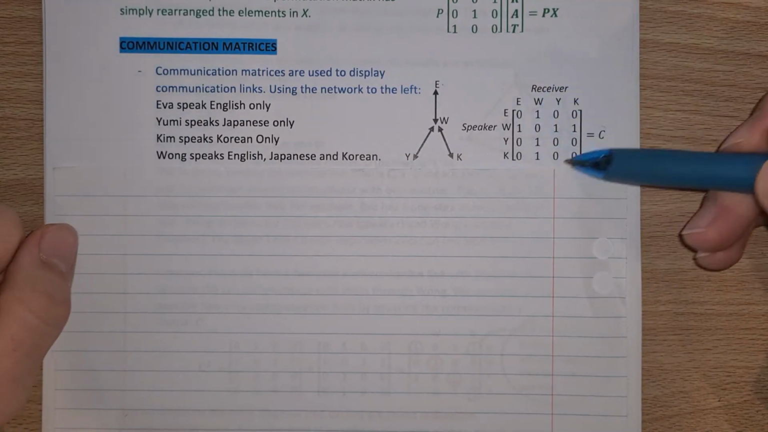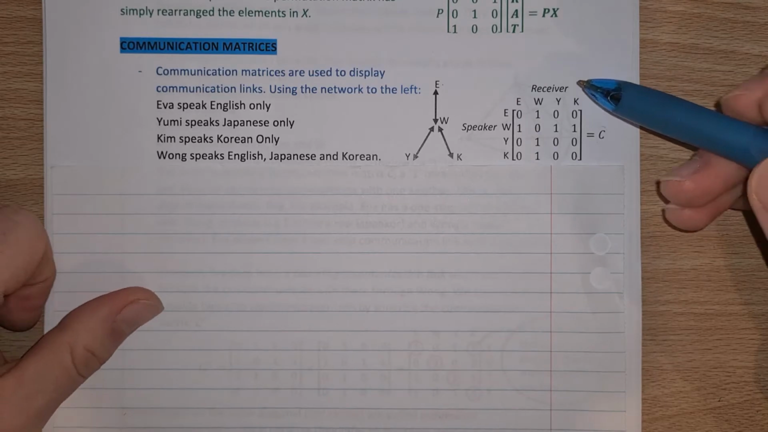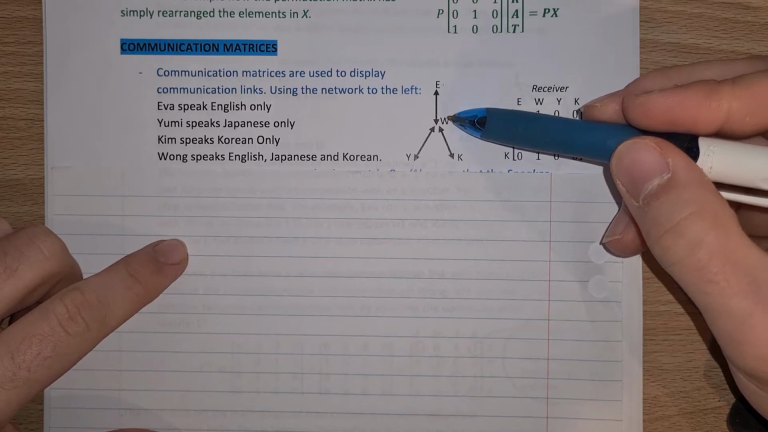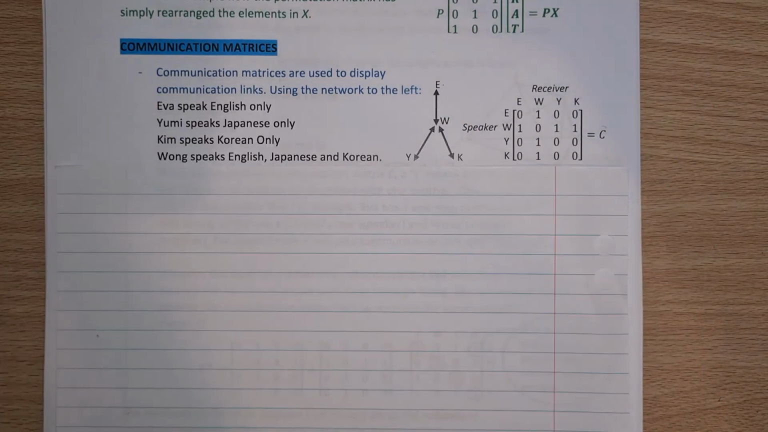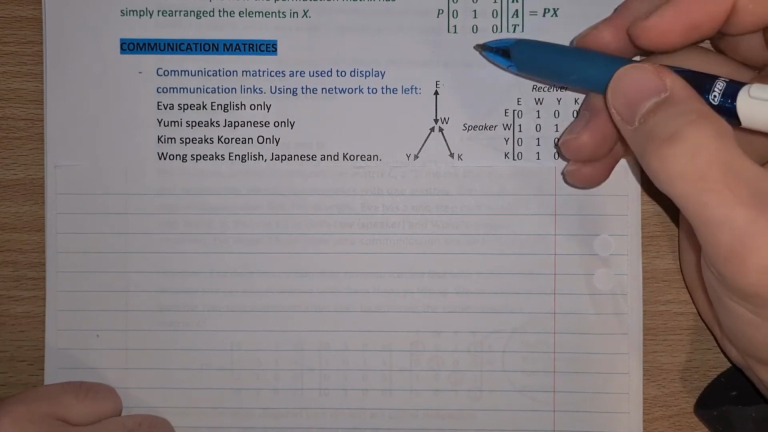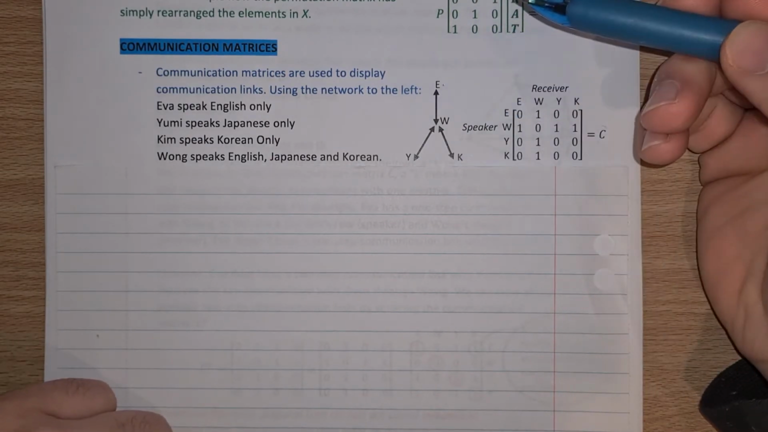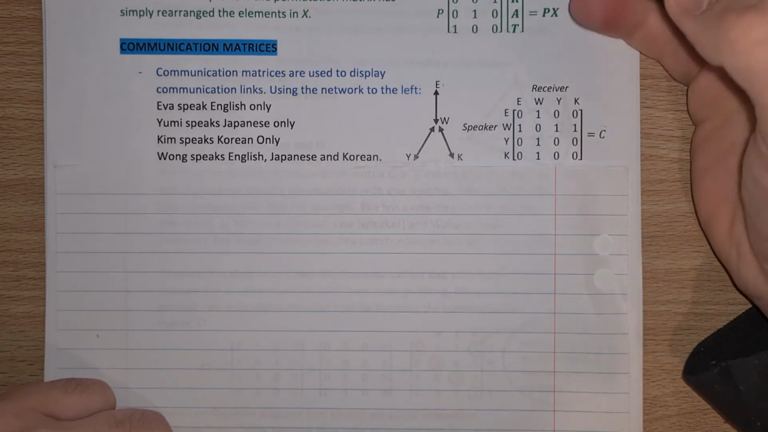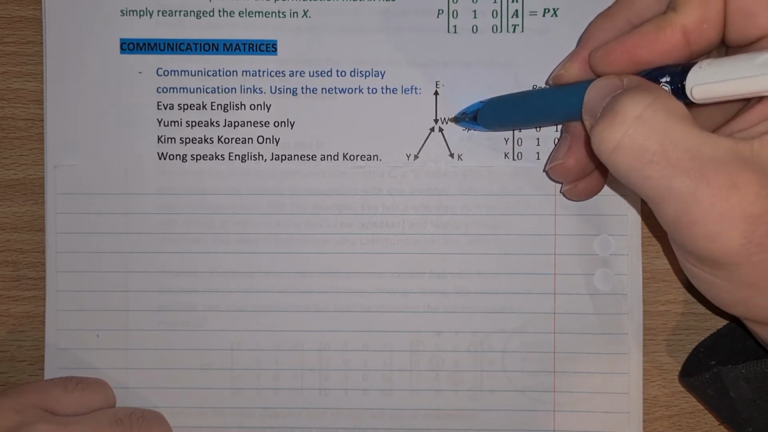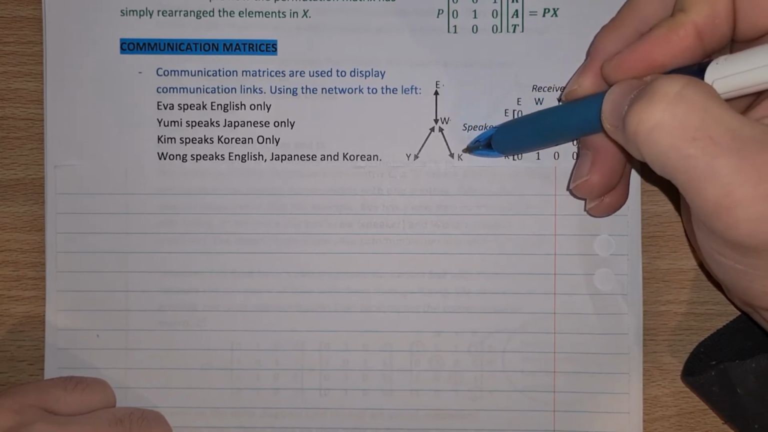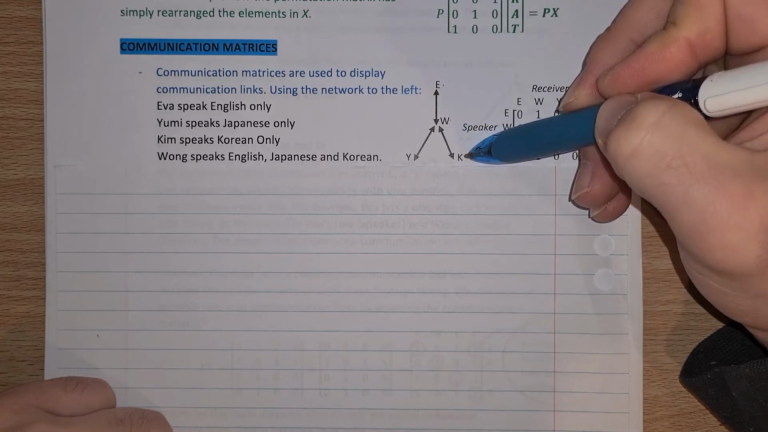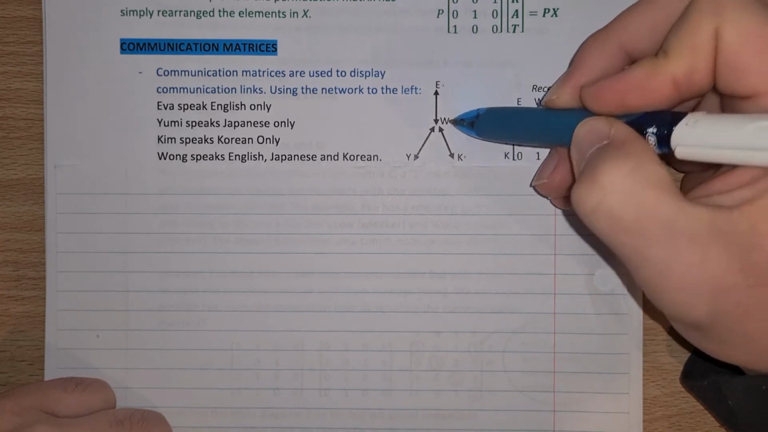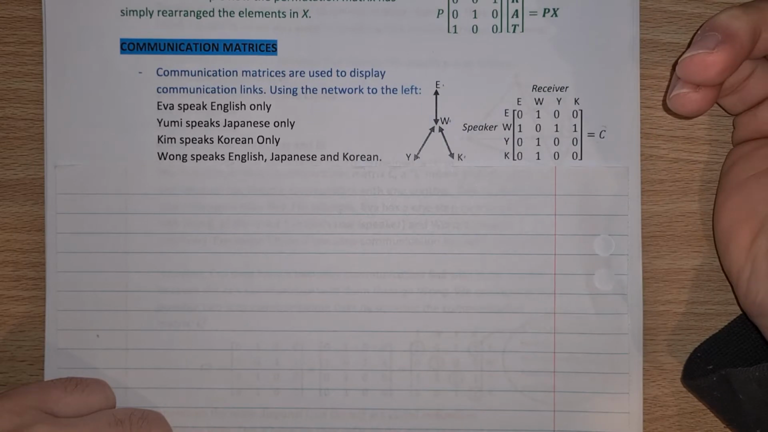So we call these communication links 1-step communication links because we're seeing who can speak directly to each other. So it's only a 1-step link. However, we can see that Eva, for example, has a 2-step communication link with Kim. So what I mean by a 2-step communication link is that Eva can speak to Wong, give Wong a message, and then Wong can pass that message on to Kim on Eva's behalf. So in 2 steps, Eva can speak to Kim. In 2 steps, Eva can also speak to Yumi, and so on.